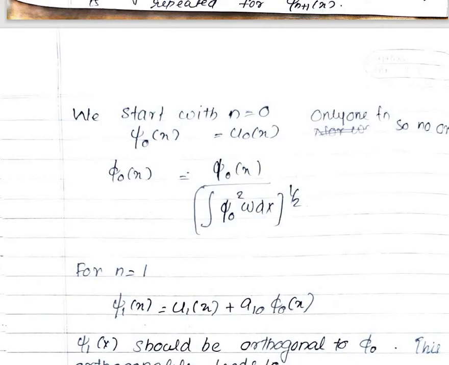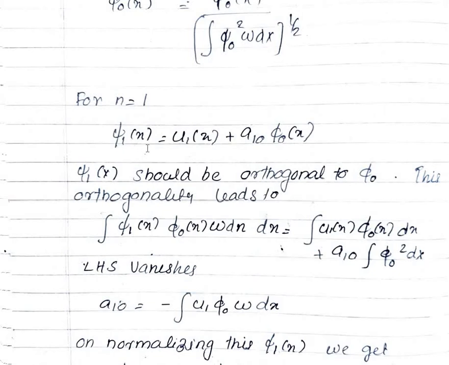Okay. So next one is psi 1 of x, that is given by first, psi 1 of x, where to find it, u 1 of x. So it is written as u 1 of x plus a 1 0, which we have to calculate, into phi 0 of x. Phi 0 is the lower normalized function, phi 0 of x. So we will find out psi 1 from u 1 and phi 0 of x. Okay, so if we get psi 1 of x, when we normalize this we will get phi 1 of x.